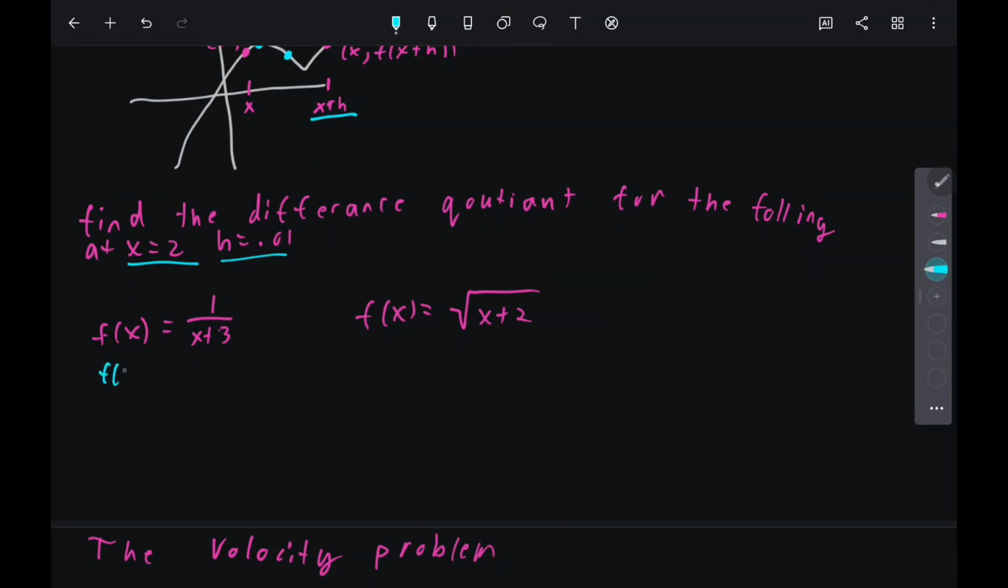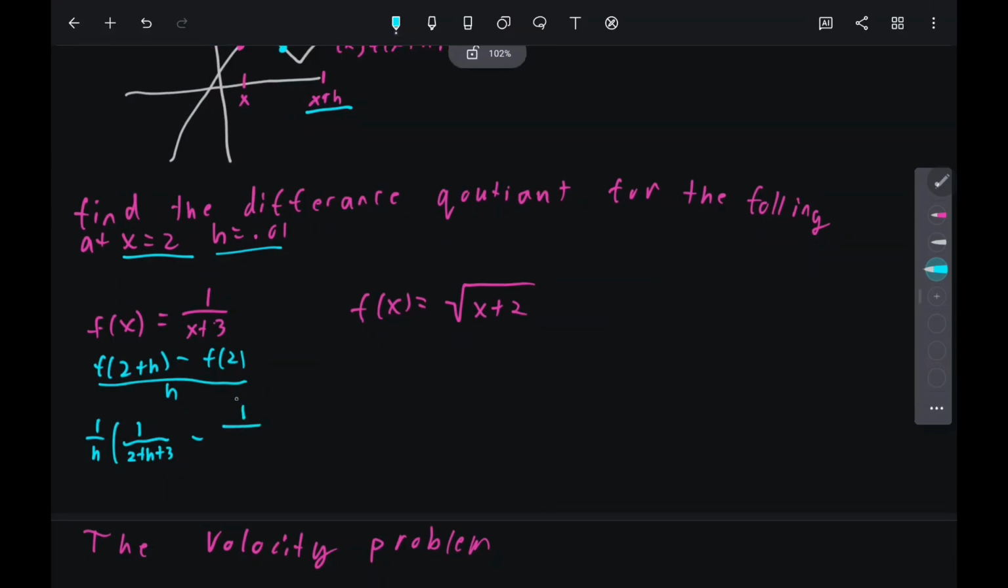So we have f of 2 plus h, as is our difference quotient, minus f of 2, all over h. Well, let's see. So this is really just the same thing as 1 over h times, well, we can plug in the 2 plus h for x. So this is going to be 1 over 2 plus h plus 3, minus 1 over 5.